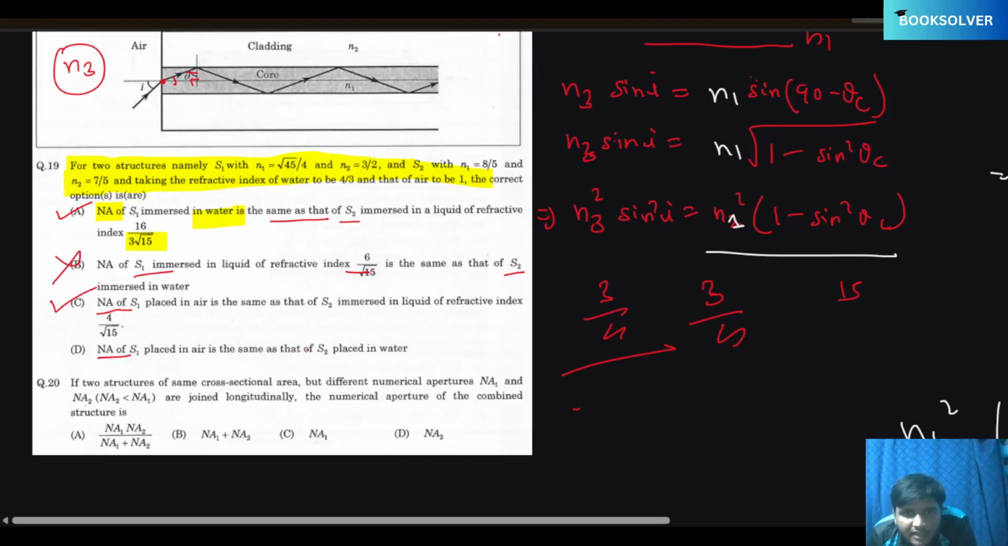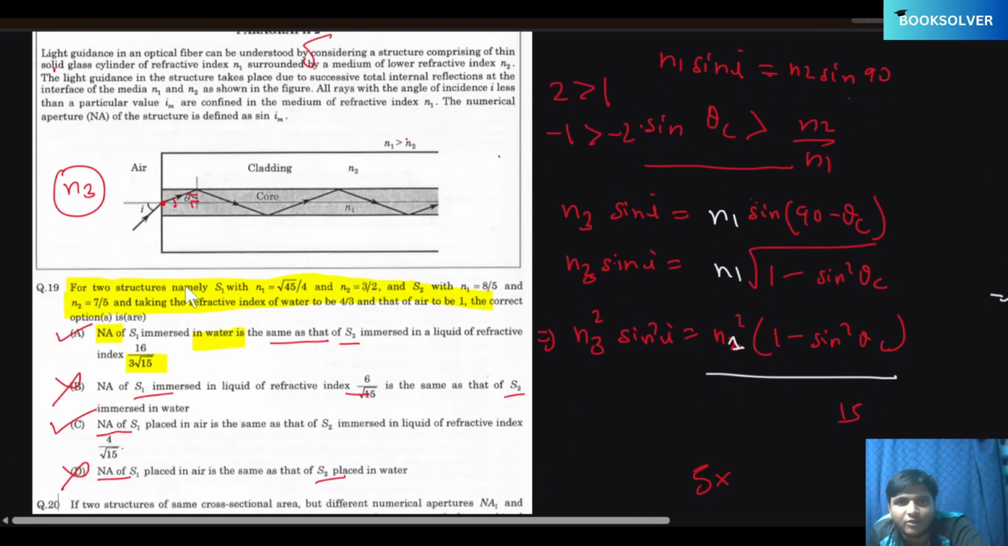Now S1 is in air and S2 is in water. So 3 by 4, I think it won't be correct. We know that root 15 by 5 into 4 into 3, so 3 root 15 by 28 is never going to match. So we can mark our option D as incorrect. Okay, so we have solved part 1 up to here.